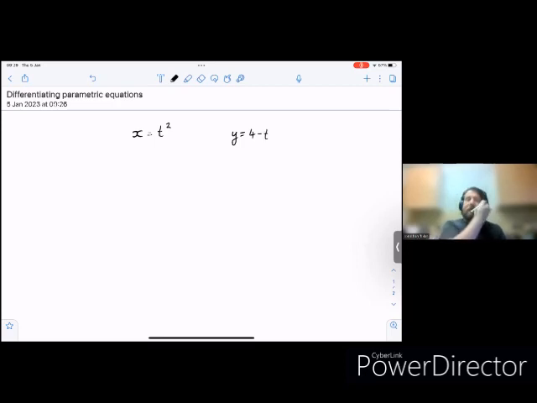Okay, so I'm not going to go into any more detail about what these curves look like. There is obviously a whole section on parametric equations where you look at this in more detail, but I'm just looking at the differentiation because it's quite straightforward. And then we can say we've pretty much finished differentiation for year 13.